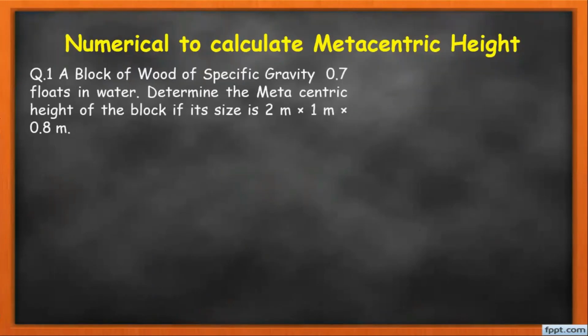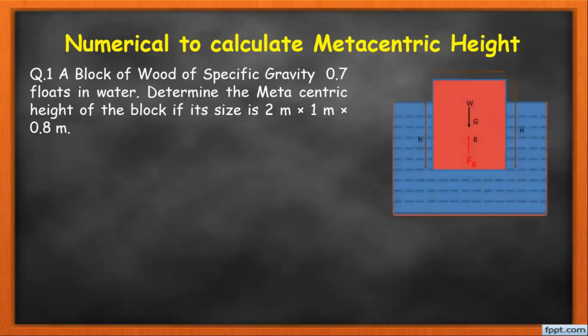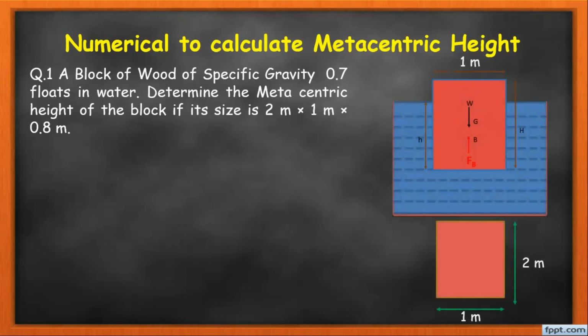Question 1. A block of wood of specific gravity 0.7 floats in water. Determine the metacentric height of the block if its size is 2 by 1 by 0.8, meaning the length is 2 meter, width is 1 meter and height is 0.8 meter. So first we visualize how it is oriented in the water. So it is oriented as shown in the figure.